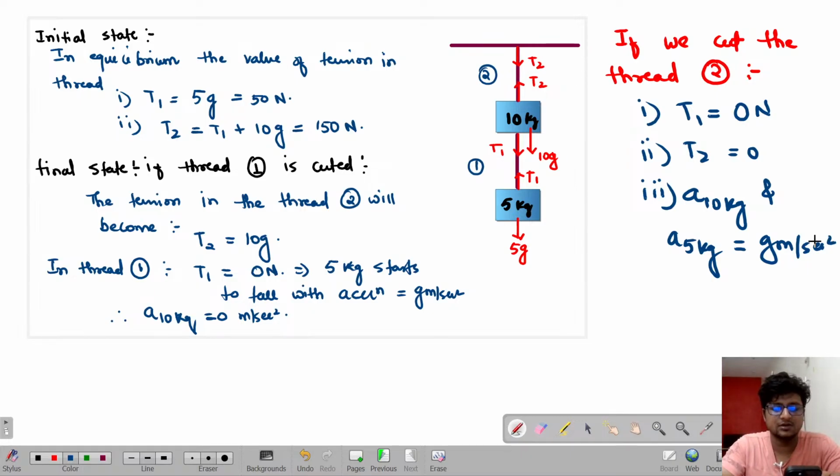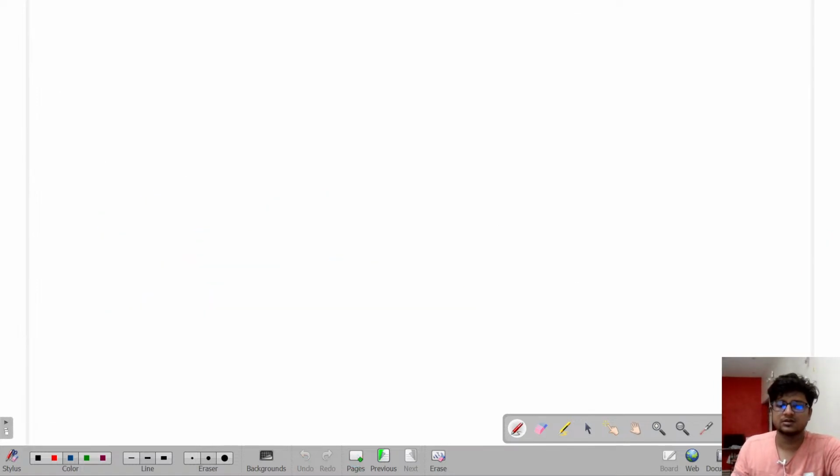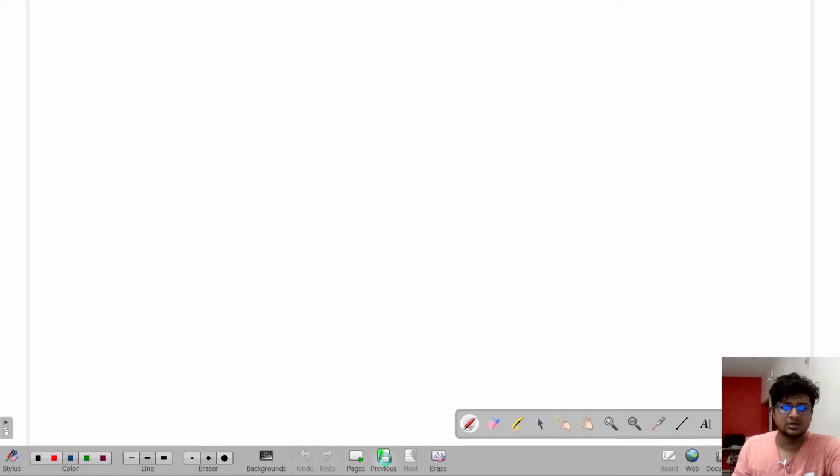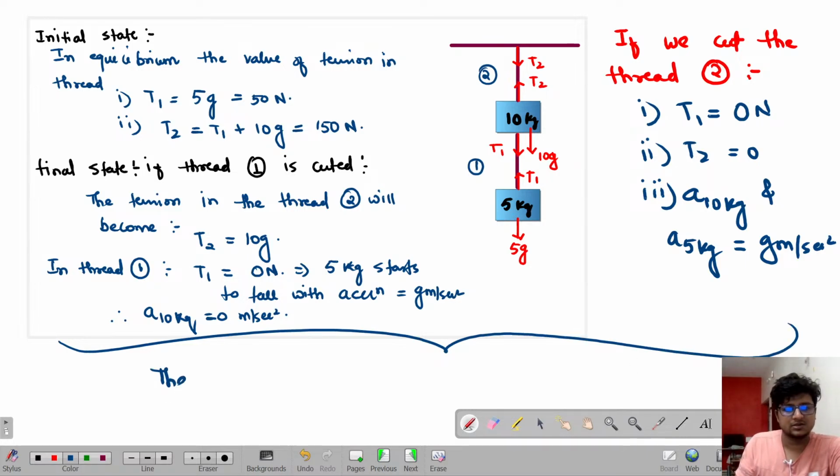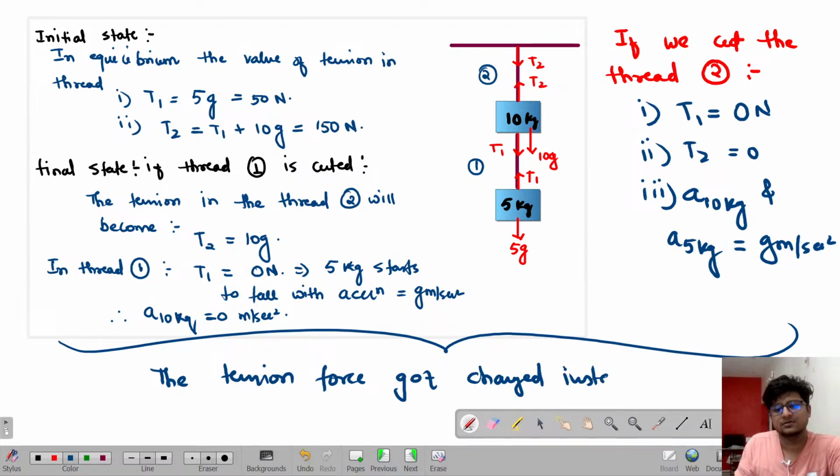That's the meaning of cutting of the thread and cutting of the spring or something like that. Is that clear? First idea. Are you able to get me? Now, in this type of problem only, what I'm doing, look over here. Let me have a conclusion of this. I found out that the tension force got changed instantaneously.